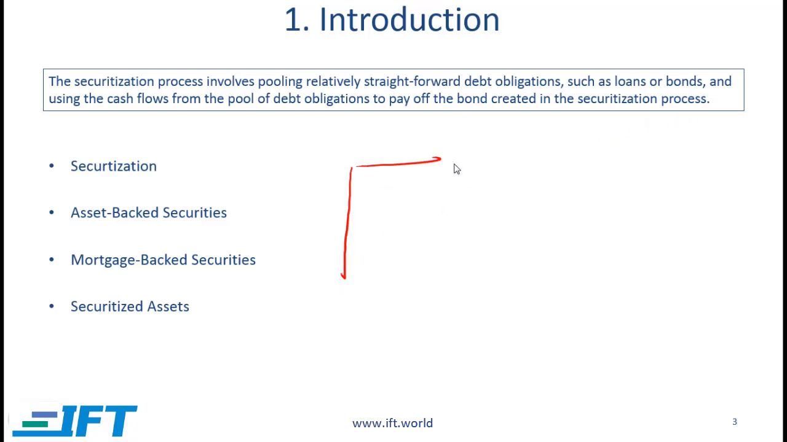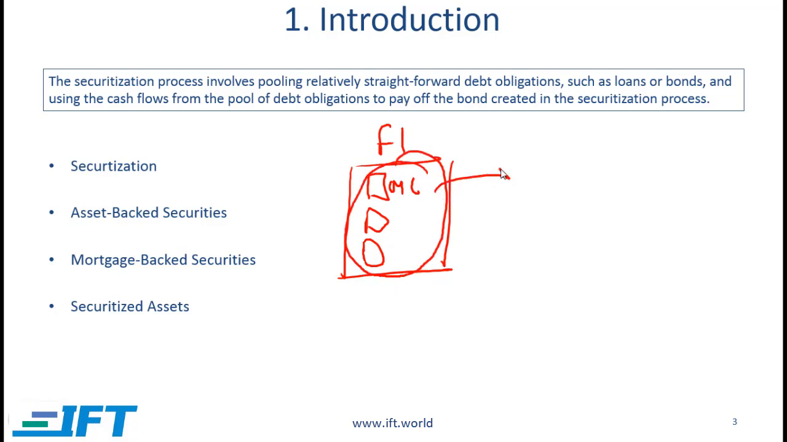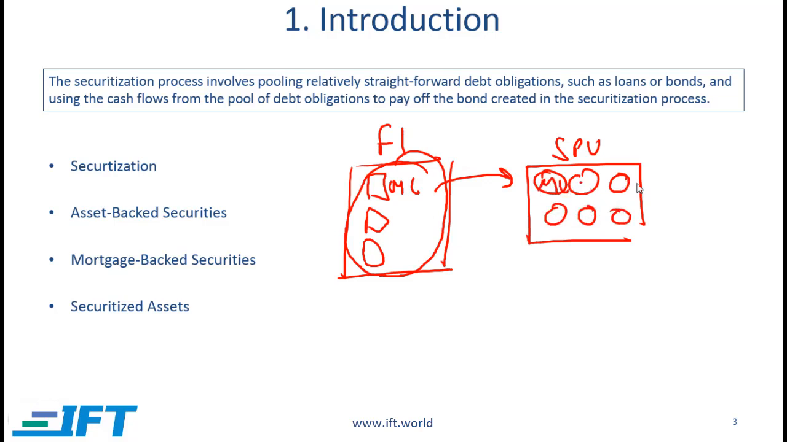Let's say that we have a large financial institution that issues mortgage loans. This financial institution will then have several mortgage loans as assets on its balance sheet. Say that these mortgage loans are pooled together and sold to a special purpose vehicle. So now these assets have been transferred to the special purpose vehicle. So each of these is a mortgage loan and they have been pooled together.